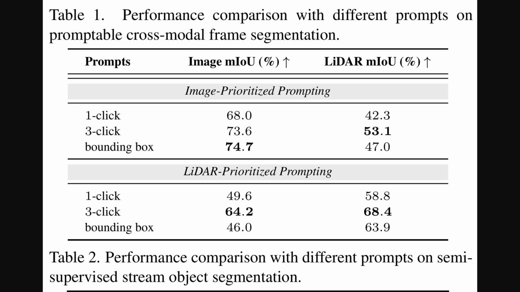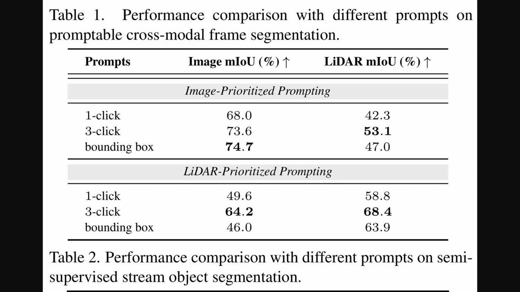So with that massive dataset in hand, how well does the model actually perform? This first table compares performance using different kinds of prompts for this cross-modal task. The main metric here is mean intersection over union, or MIOU, which basically measures how much the model's predicted segmentation overlaps with the correct one. And what's really interesting is that prompting in one modality works well for the other. For example, giving 3 simple clicks on an image results in a LiDAR MIOU of 53.1%, showing this cross-modal alignment is really effective.